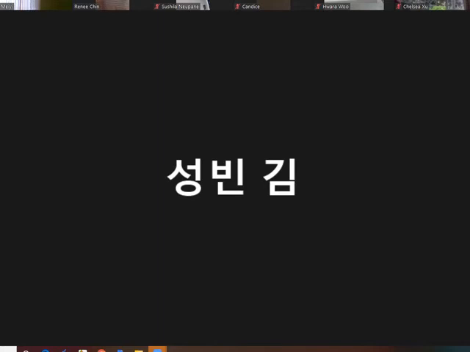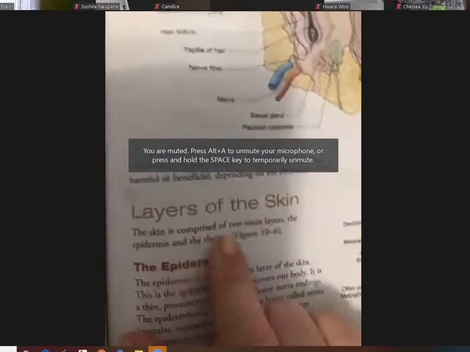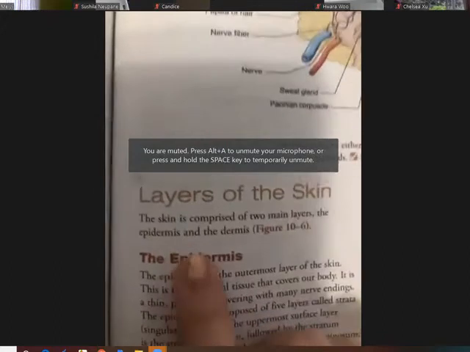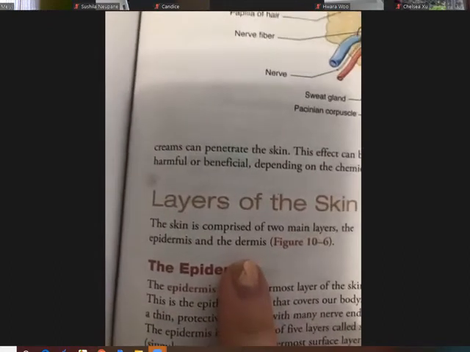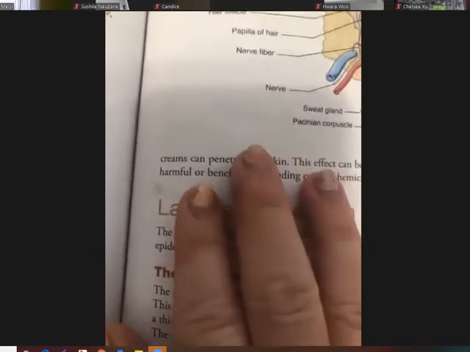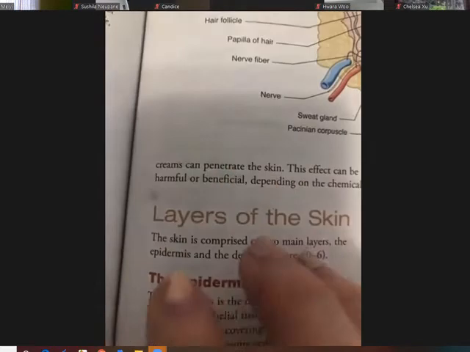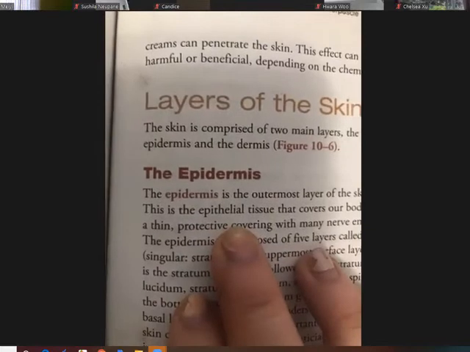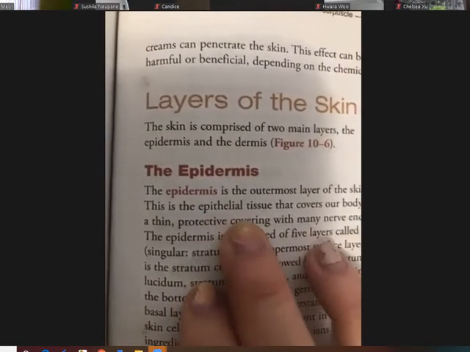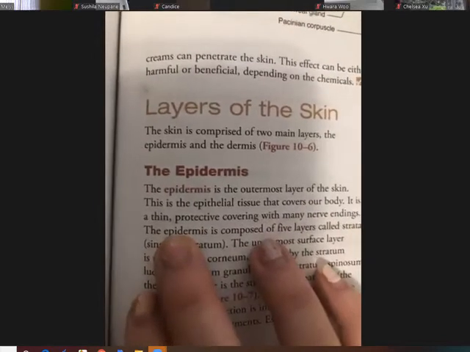Now, the skin comprises of two main layers, the epidermis and the dermis. Okay, so when we're learning the skin, the thing that we need to know is your dermis and your epidermis. Epidermis is your first outermost layer of your skin. This is the epithelial tissue that covers our body. It is a thin protective covering with many nerve endings.